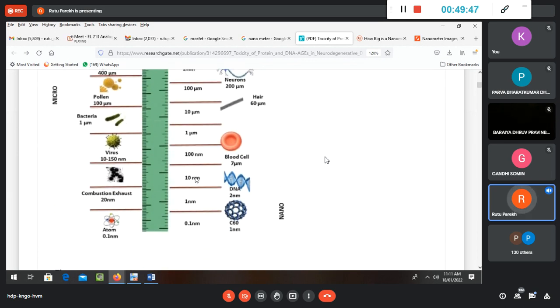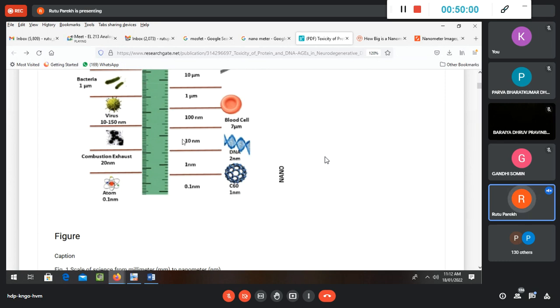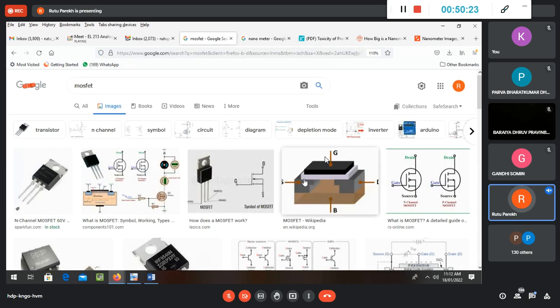Okay, so this nanometer scale: your blood cells, DNA, and then the nanometer. So this is 10, this is let's say 100, this is 1 mm. Now the MOSFET, which was in the micrometer range, going to sub 100 nanometer, is now approaching less than 10 nanometer. So the transistor MOSFET that I showed you is shrinking, and all the dimensions become smaller and smaller.